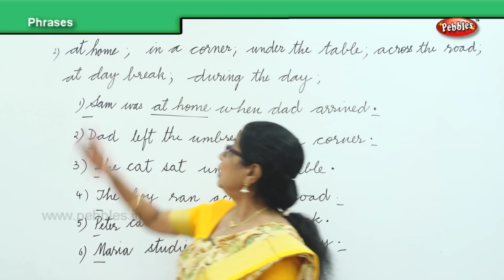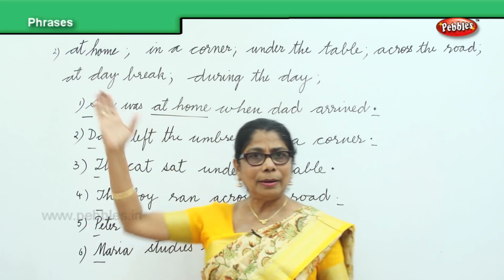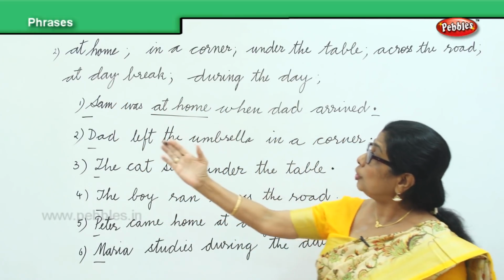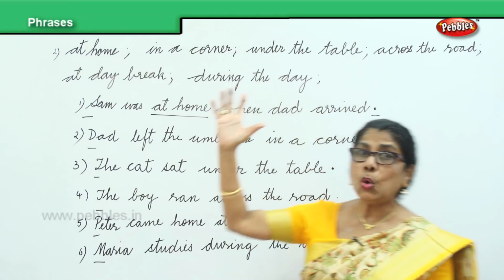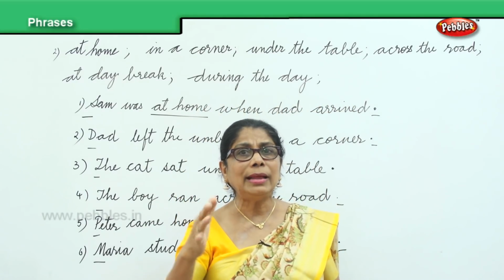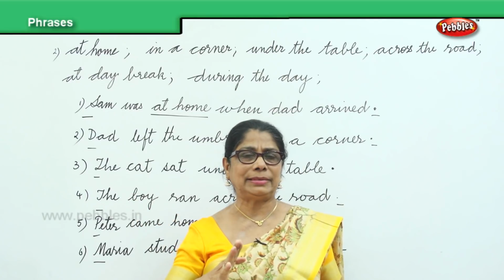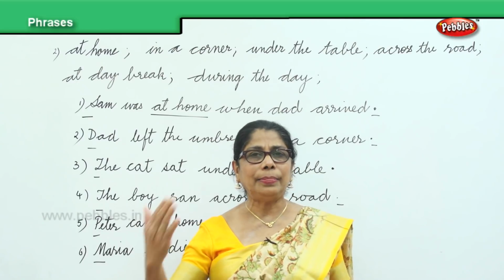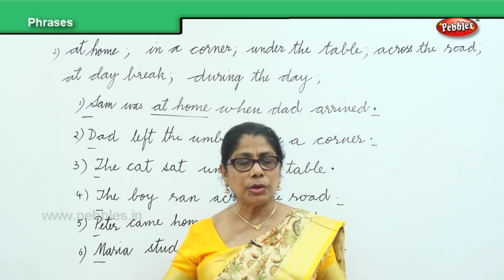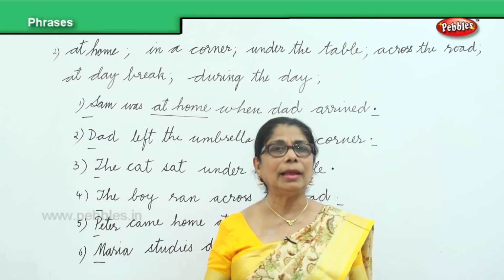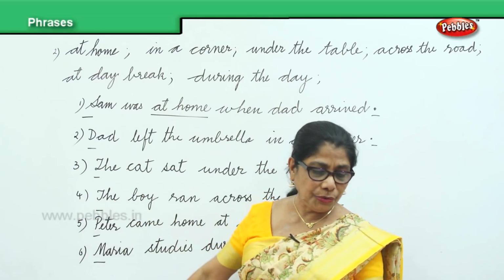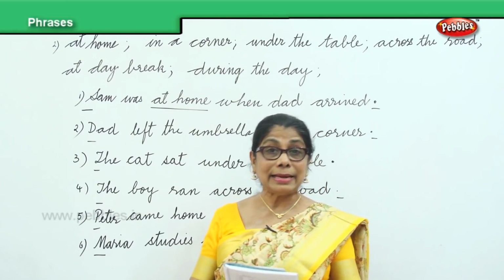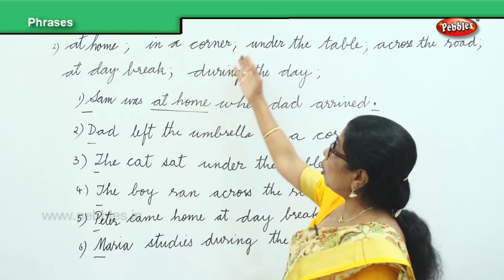So we have a group of words: at home, in a corner, under the table, across the road, at daybreak, during the day. All these are groups of words that do not make complete sense, and we use them in a sentence for you to understand that although across the road does say something, we change that into correct sentences.